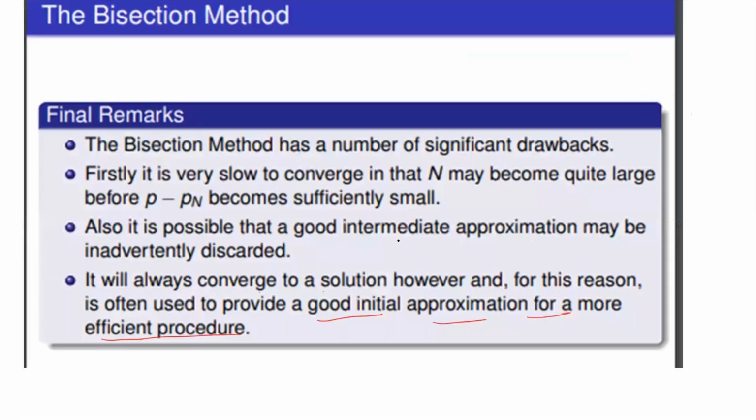So what we learn about the bisection method is that it is a very slow method. It will converge very slowly, and we always use the bisection method for a good initial approximation for a more efficient procedure. Okay, so this is all about the bisection method.